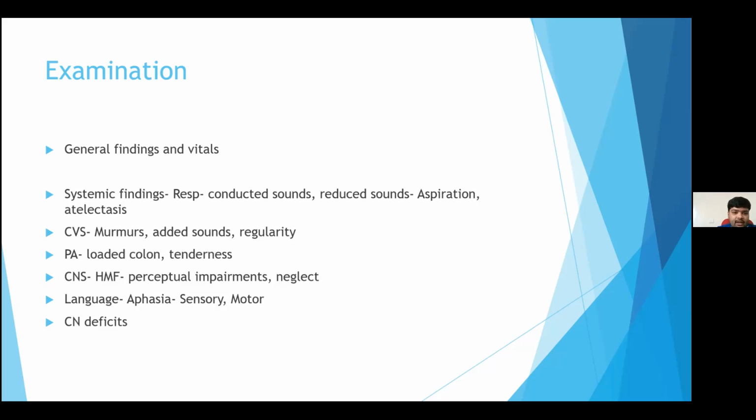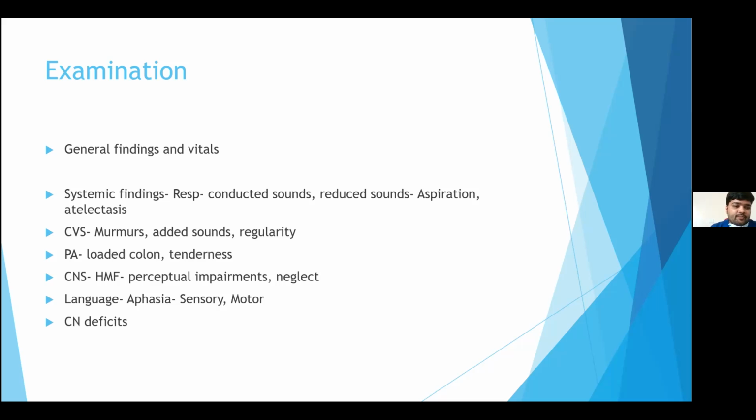When you're auscultating, always look for conducted sounds or reduced sounds, which might point towards atelectasis, because somebody who is always lying down is likely to aspirate, the lower lobes might collapse, and you need to work on the bronchial hygiene as well. In the cardiovascular system, look for the regularity of the beats, because sometimes you have an irregular pulse and an unaddressed arrhythmia, which has caused the stroke. That can also impact activities such as upright standing, because they might have syncope.